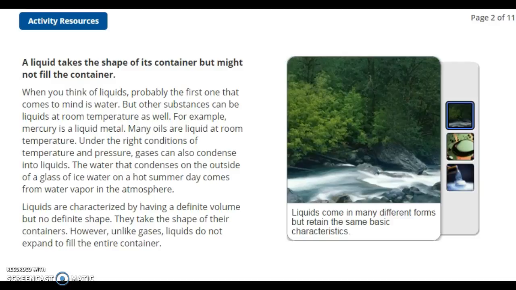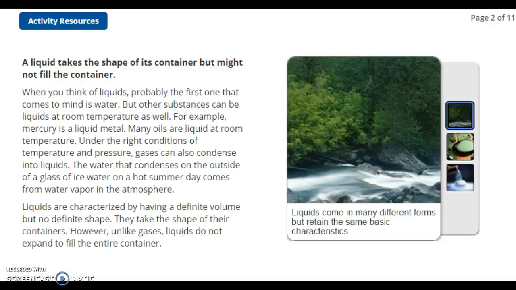When you think of liquids, probably the first one that comes to mind is water, but other substances can be liquids at room temperature as well. For example, mercury is a liquid metal. Many oils are liquid at room temperature. Under the right conditions of temperature and pressure, gases can also condense into liquids. The water that condenses on the outside of a glass of ice water on a hot summer day comes from water vapor in the atmosphere. So the air around you hits the side of the glass, which is cold, and it condenses. Sometimes they say that your glass is sweating because the outside gets wet.